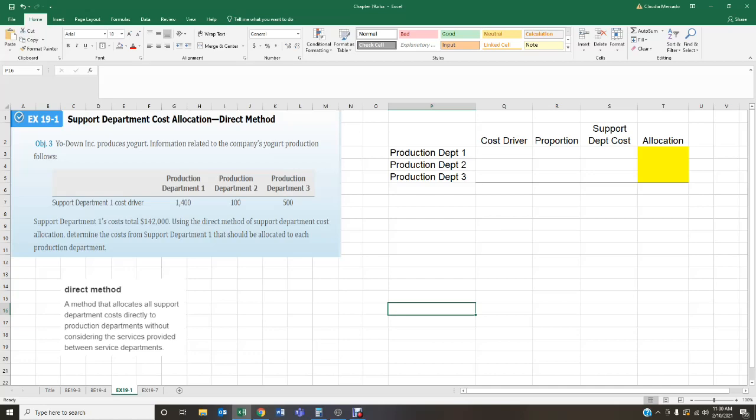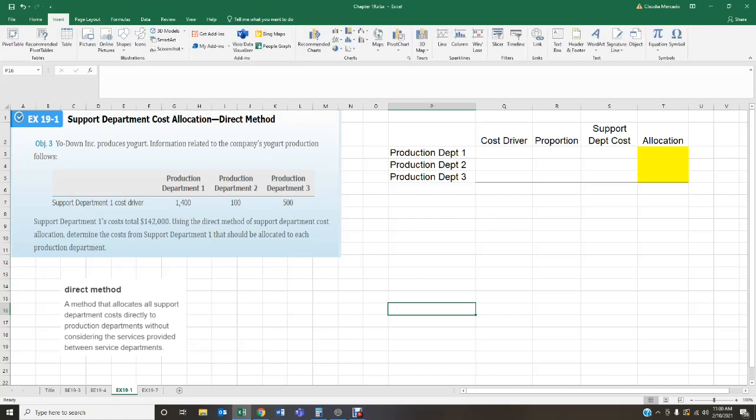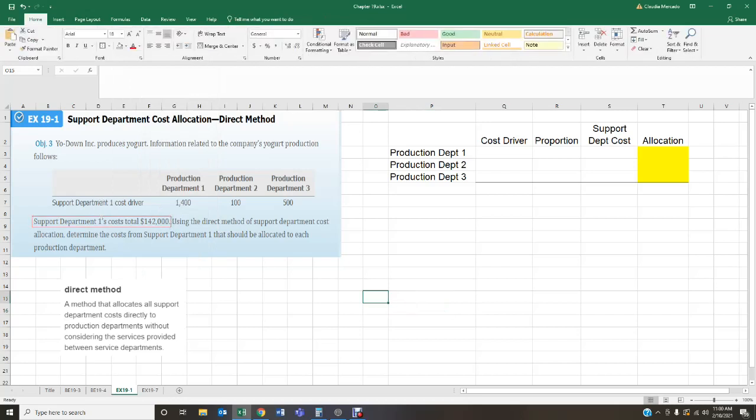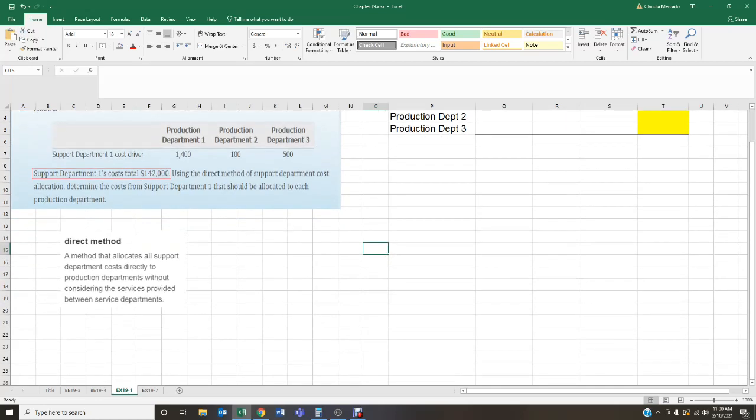So we are allocating the $142,000 that we are spending on support department 1. We're going to allocate those to production department 1, 2, and 3. Okay, that is what we're doing using the direct method. Now, the direct method is a method that allocates all support department costs directly to the production departments without considering the services provided between the service departments.